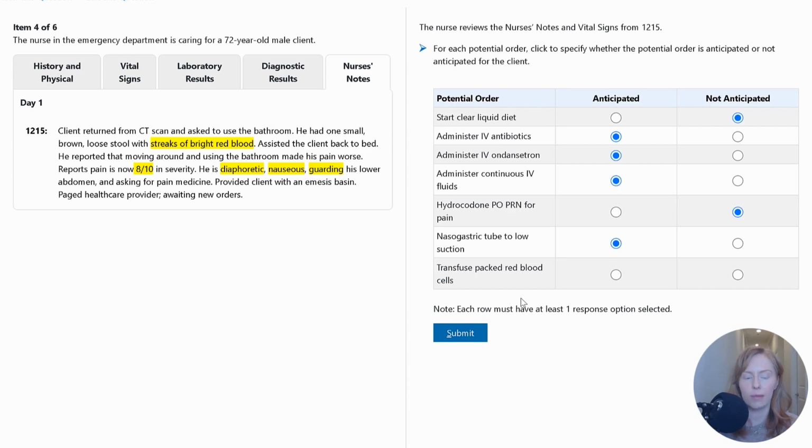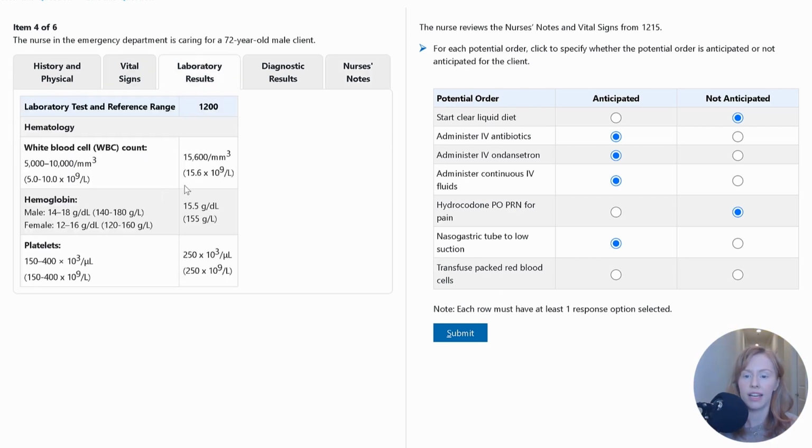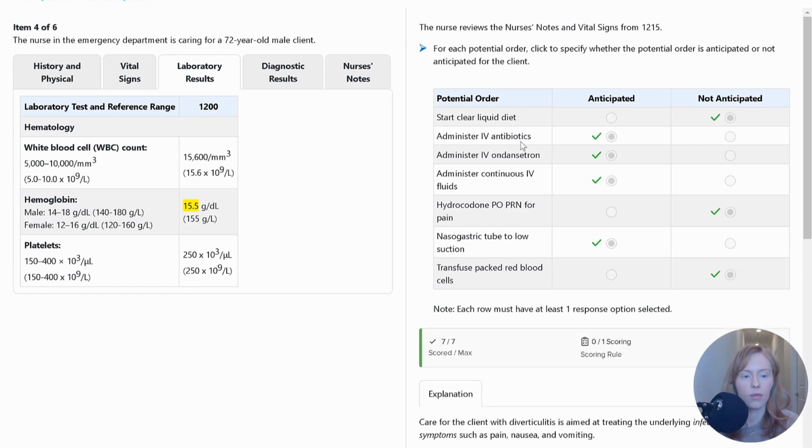And then transfusing packed red blood cells. This isn't something that we expected to do for just diverticulitis. If I'm not sure, I can review my lab data again where I have a normal hemoglobin level. He's not anemic. So although he has some blood in his stool, even if he's actively bleeding, you don't give blood just kind of randomly. You give blood when it's really indicated, when their hemoglobin is low, when they're anemic. So this is not anticipated. And we answered this correctly. You guys are doing great.